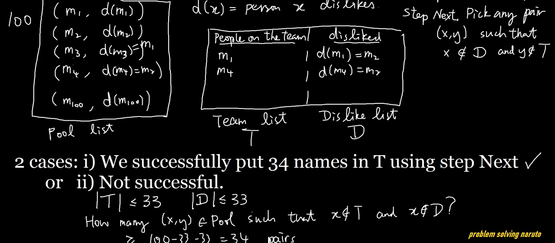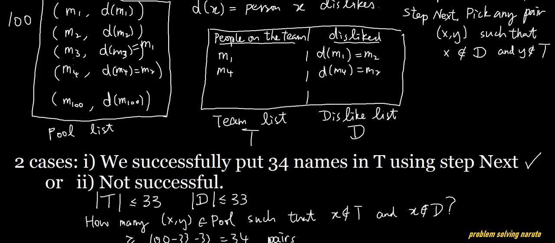Okay, and I'm saying that these 34 names, these 34 people, are the team we want. Well, of course, there may be more. If there are, let's say, 35 pairs, then just pick any 34. Okay, but at least we know there are 34 pairs. Okay. Why is that? Why are these pairs okay?